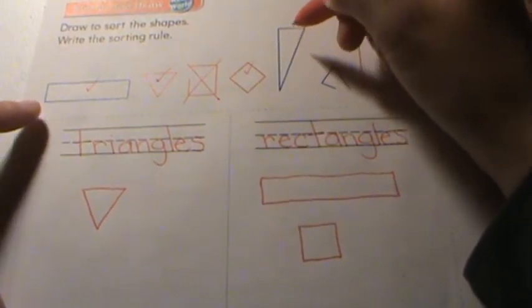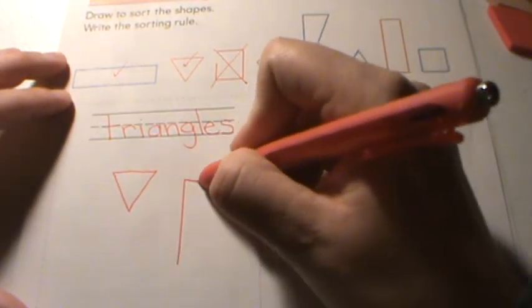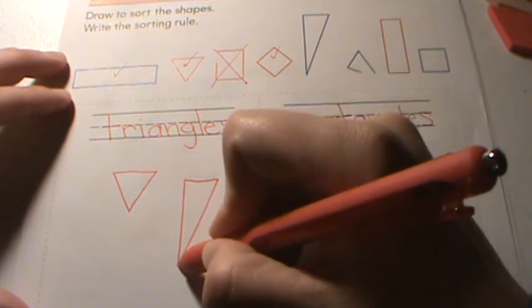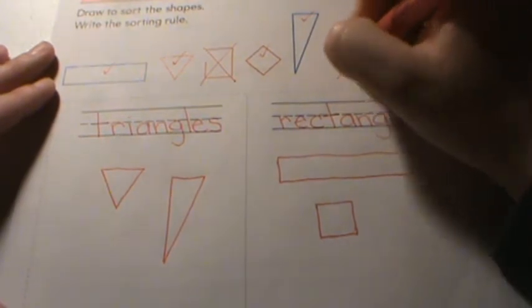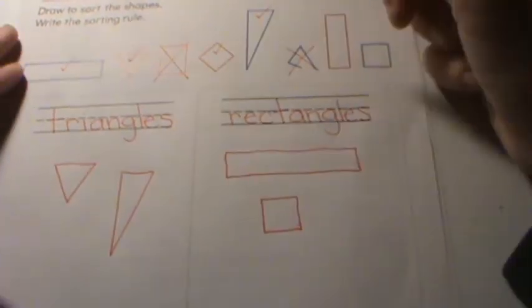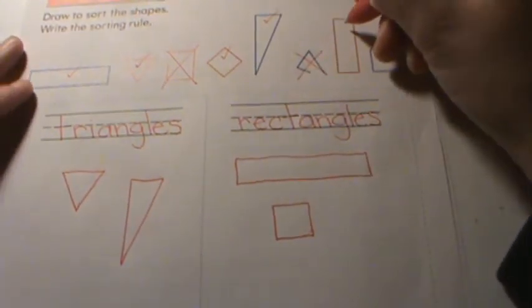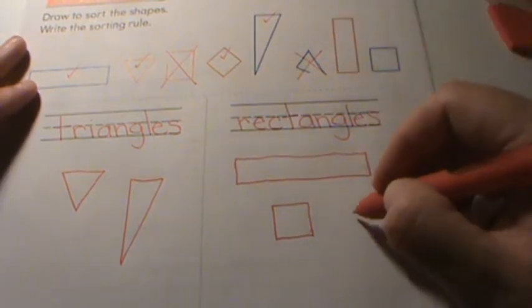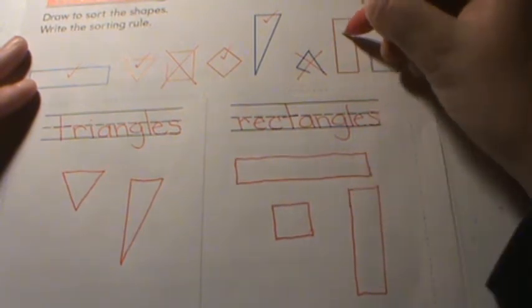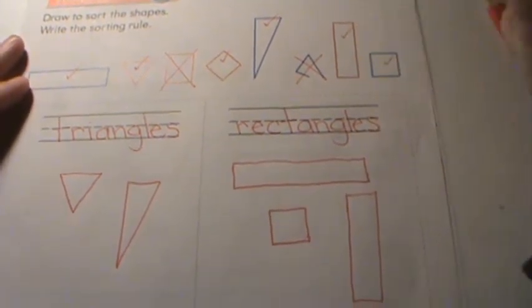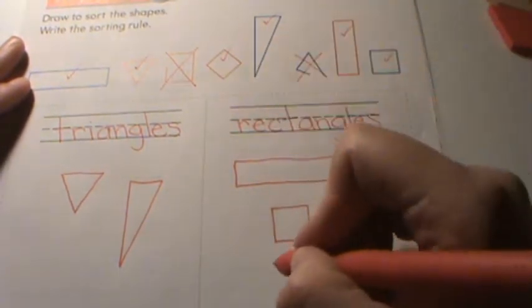Then this one is a triangle, so you want to draw it really long. And this one is open, so we can't sort it at all. It won't go in the triangle or rectangle box. Then this one is another rectangle. And this square, I drew that one like this, so I'm going to draw this one.